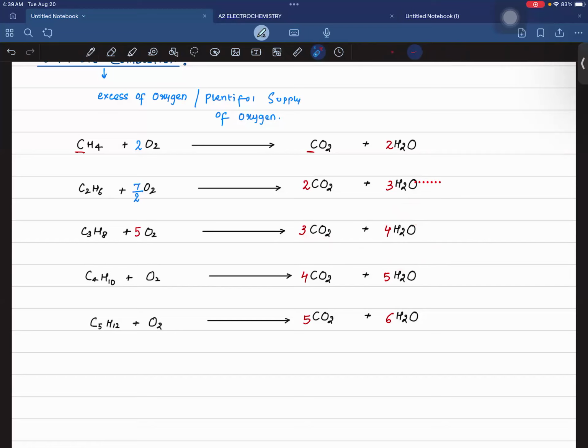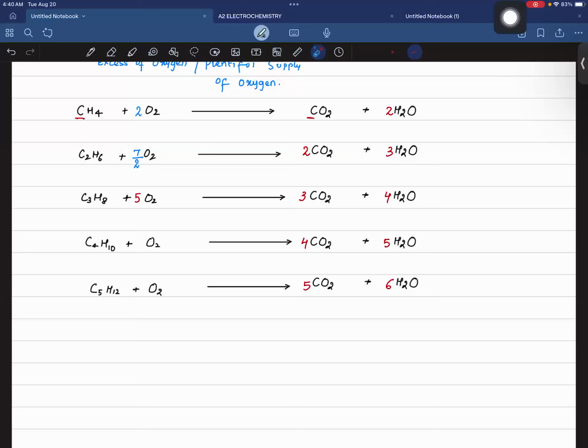Okay. For the next equation, 4 into 2 is 8 and 5 into 1 is 5. 8 plus 5 is 13. So we are supposed to write 13 by 2.